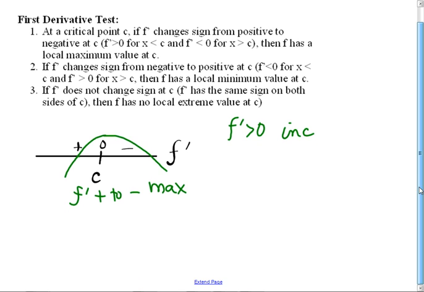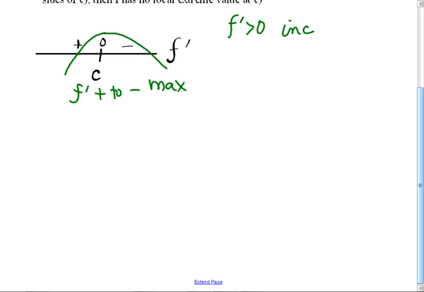Okay, and we'll do an example. We'll get through all this stuff and then we'll do a problem.